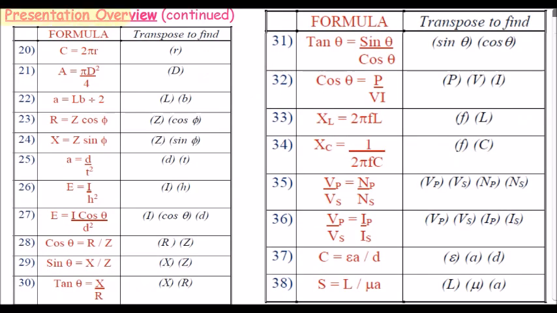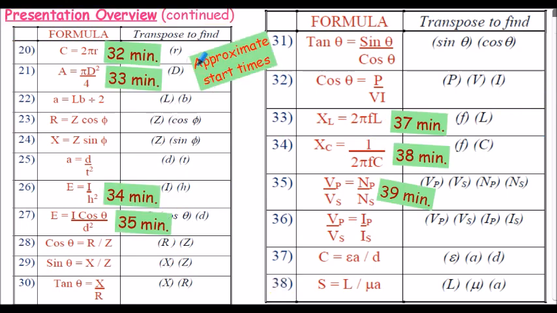Presentation overview continued, and here are questions 20 right the way through to 38. Again, for you to attempt at your own pace, transposing them to find the variable stated. And here are the approximate start times related to the final batch of selected solutions. Question 20, 21, 26, 27, 33, 34 and 35. All these questions have worked solutions commencing at the time stated, but again these times are rounded to the nearest minute.